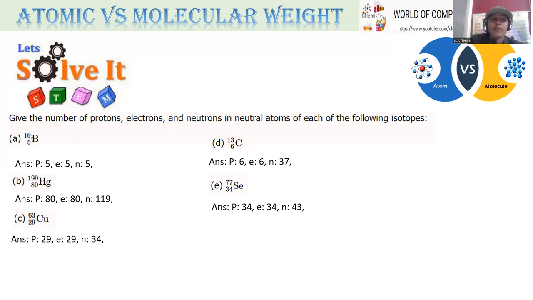Neutrons: atomic mass minus atomic number. 10 minus 5 will be 5. So for boron 5, 10, protons are 5, electrons are 5, and neutrons are also 5.